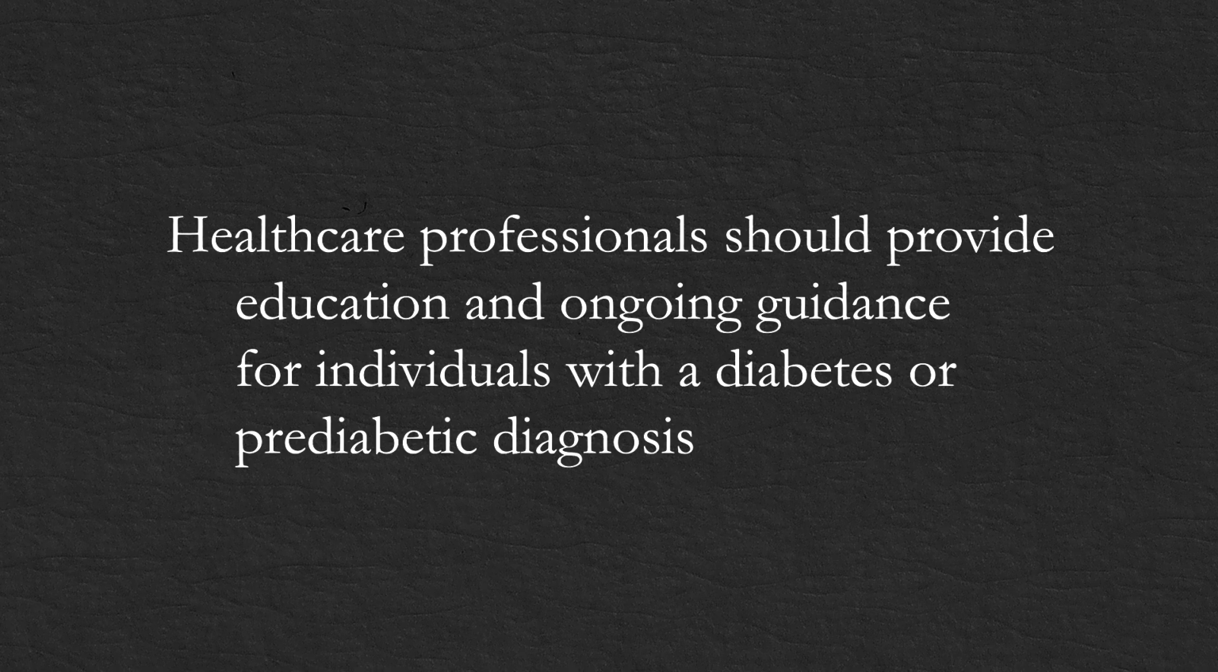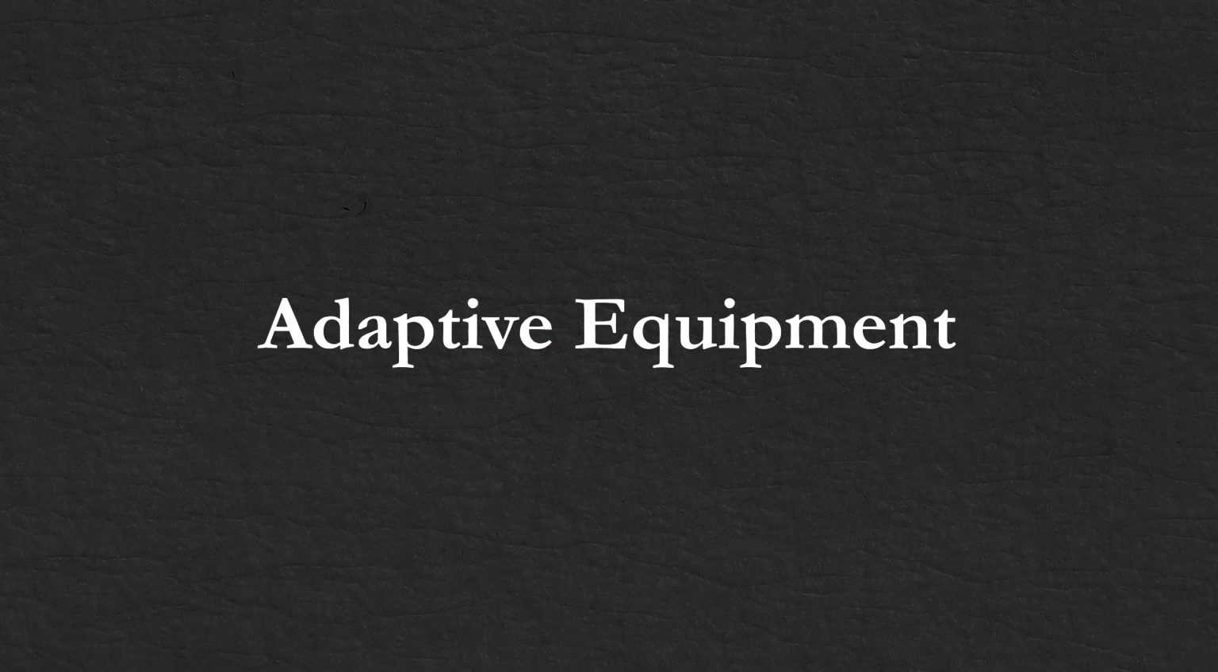So for the aging population, all of this information can be very overwhelming. We do know knowledge is key, but we also know the aging population in general has vision changes as they get older. It becomes very difficult to check their blood sugars. It becomes overwhelming with technology. So let's talk about some adaptive equipment that can be used for anyone.